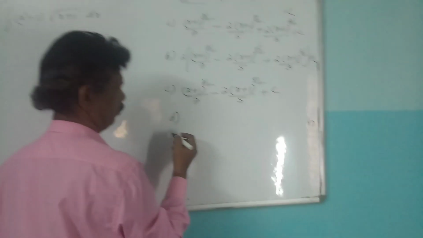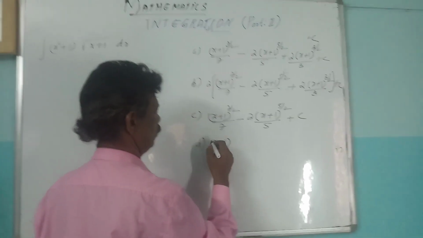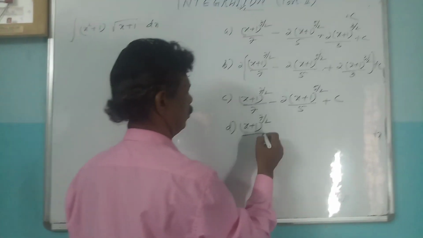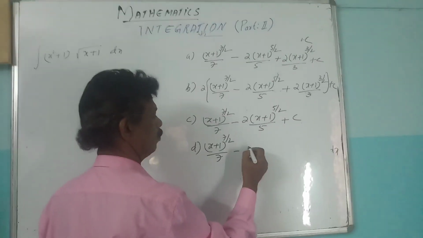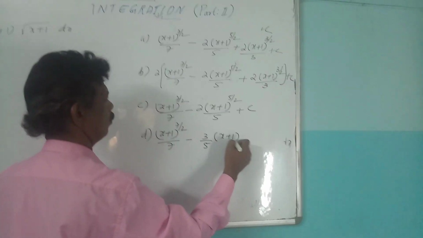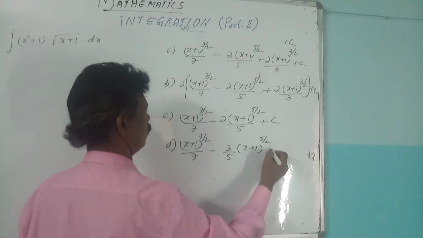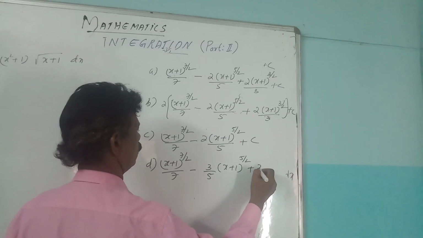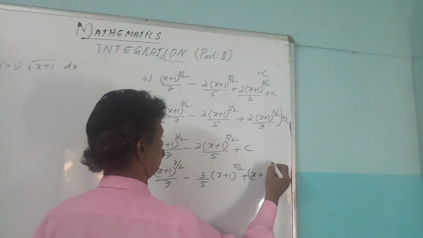Last choice: x plus 1 the whole raised to 7 by 2, by 7, minus 3 by 5 into x plus 1 the whole raised to 5 by 2, plus x plus 1 the whole raised to half, plus c.